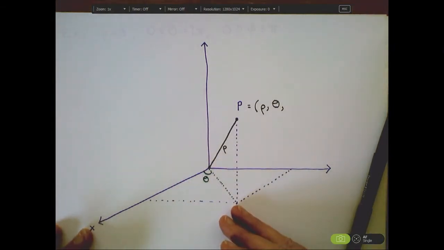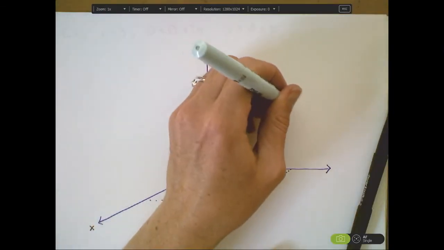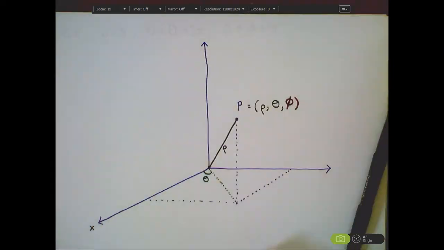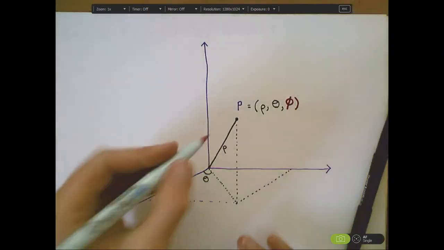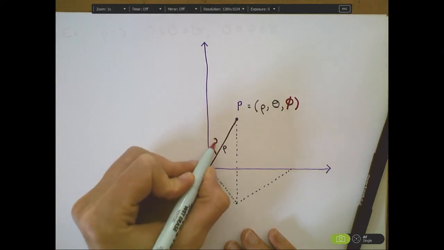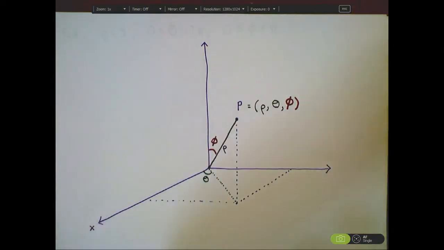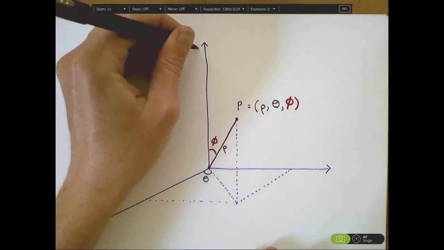And then finally, the final angle is the angle phi, the angle of declination. And the angle phi is the angle that's made up here with the z-axis. I think that in some ways that's the easiest point to be able to visualize. So this is my z-axis.